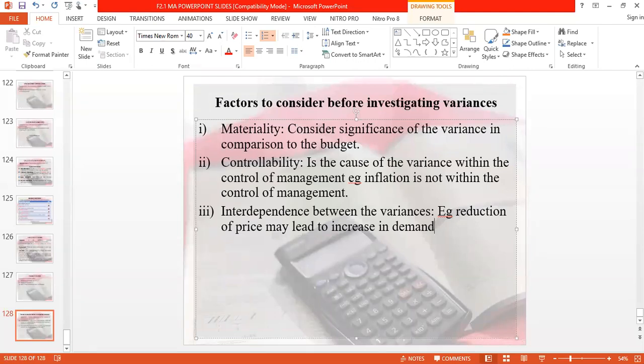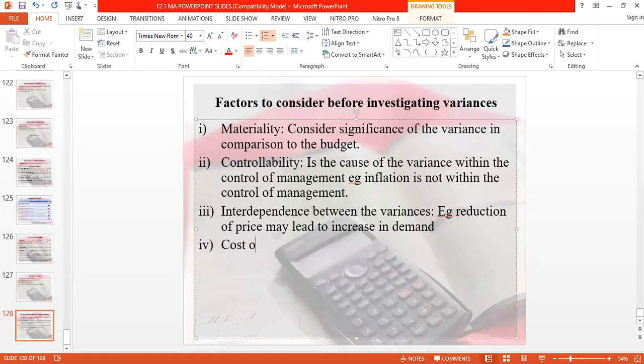Interdependence between the variances. Remember, we have said the causes of variances are either price change or quantity change. So you may reduce the price, which causes an adverse price variance. But if you reduce the price, you expect the sales units to increase, and therefore the quantity variance will increase. So interdependence between the variances may be a factor to consider before investigating the variance.